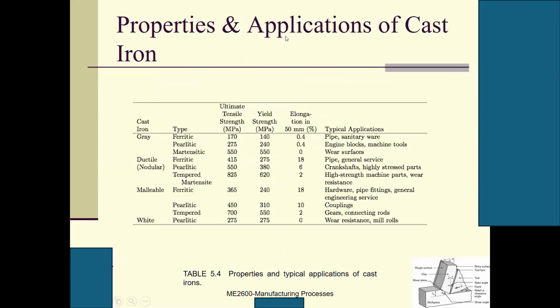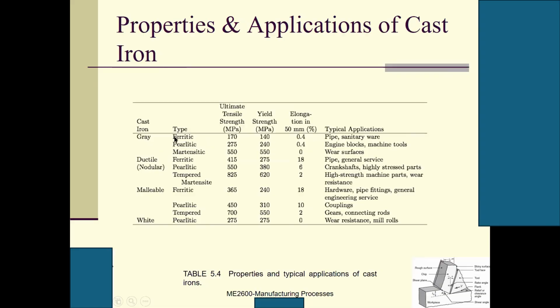So, properties and applications of cast iron, and cast iron is useful also. There are several different cast irons. We have gray cast iron, ductile, which is also called nodular, and malleable and white cast iron. So this is a type, right?